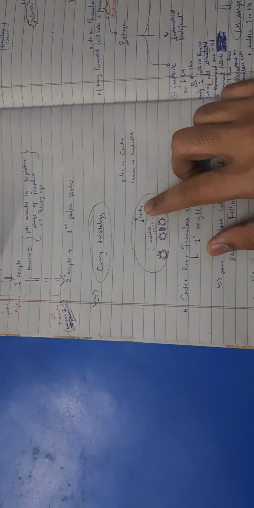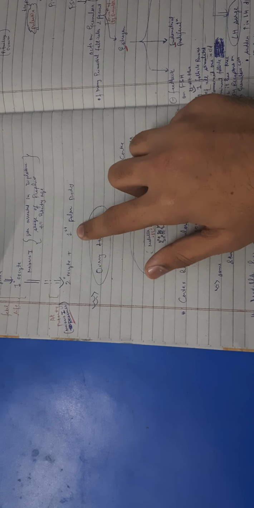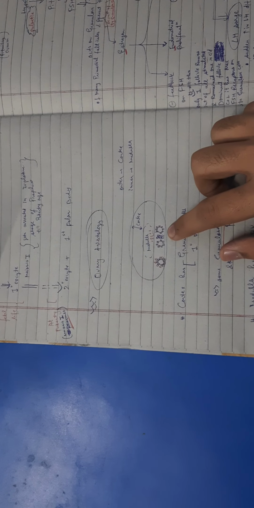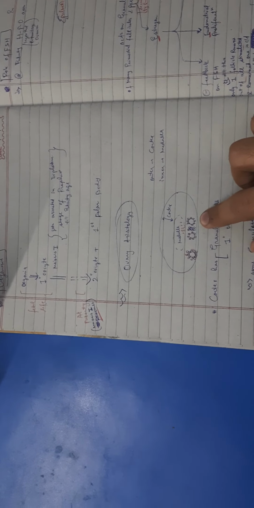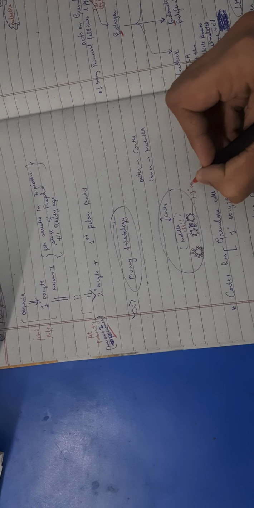Then ovary histology. What is present inside the ovary? The ovary has cortex and medulla. Cortex is the outer part, medulla is the inner part. This is the ovary of a female child that has not yet attained puberty. These in red are primary oocytes.